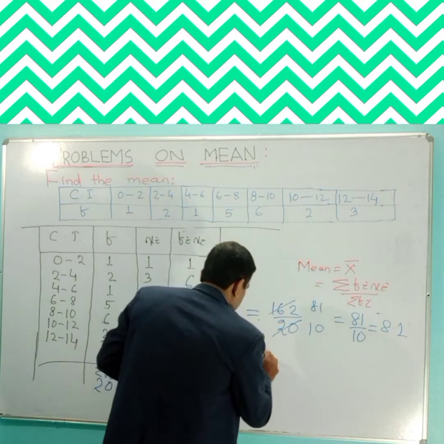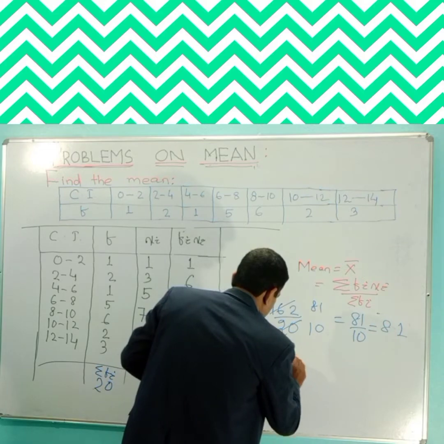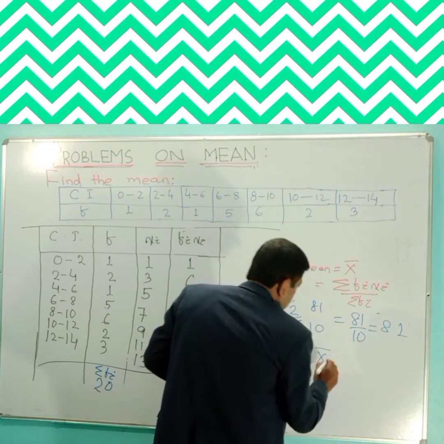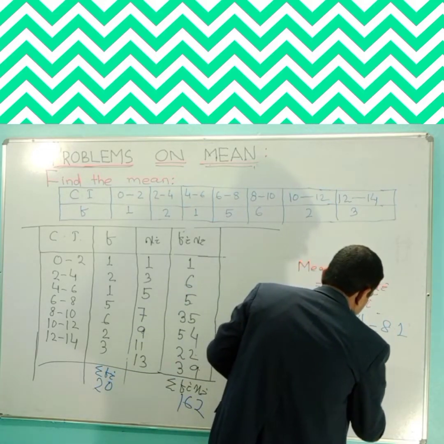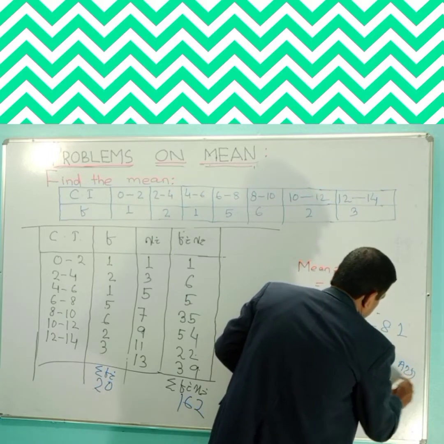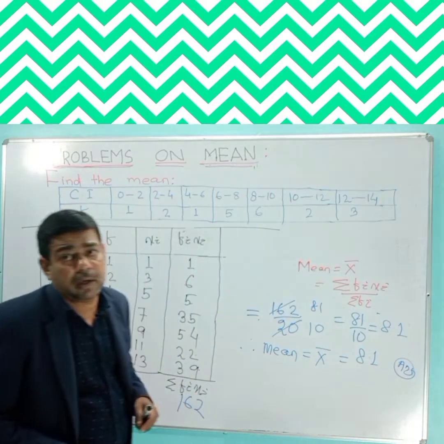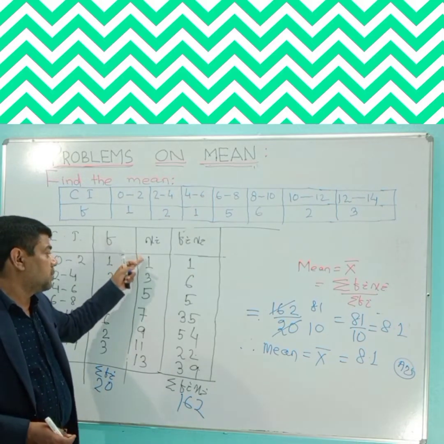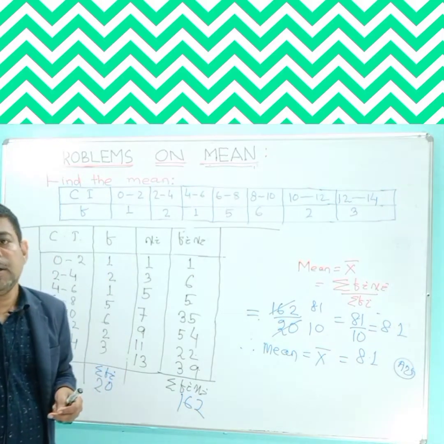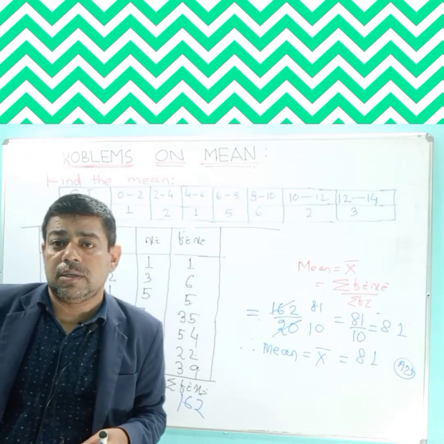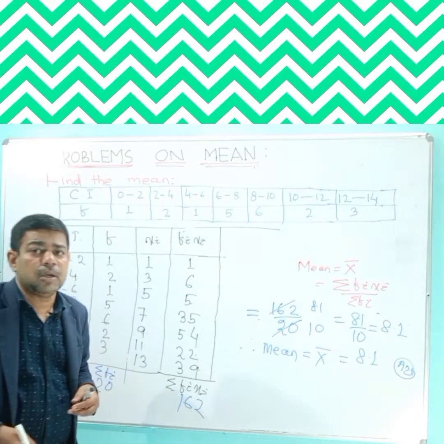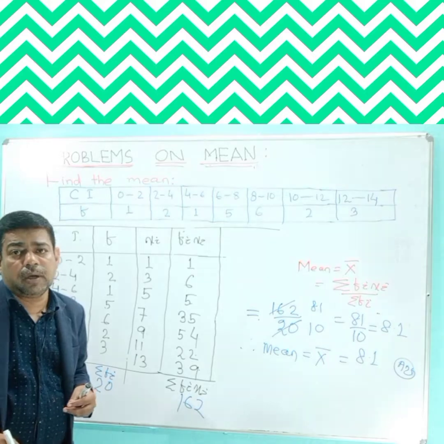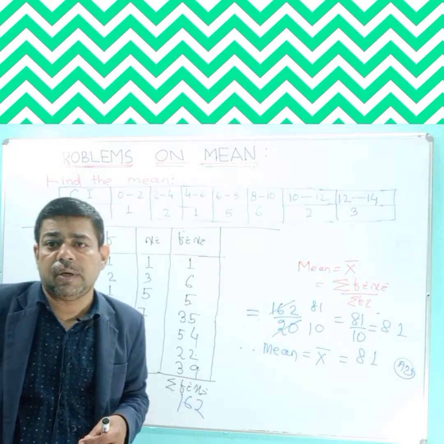Hence the mean of the given data, x bar, is equal to 8.1. This is the required value. We use the direct method here because the class marks and the frequencies are very small numbers consisting of a unit digit. So you can use the direct method to find the mean. I hope you will understand it.